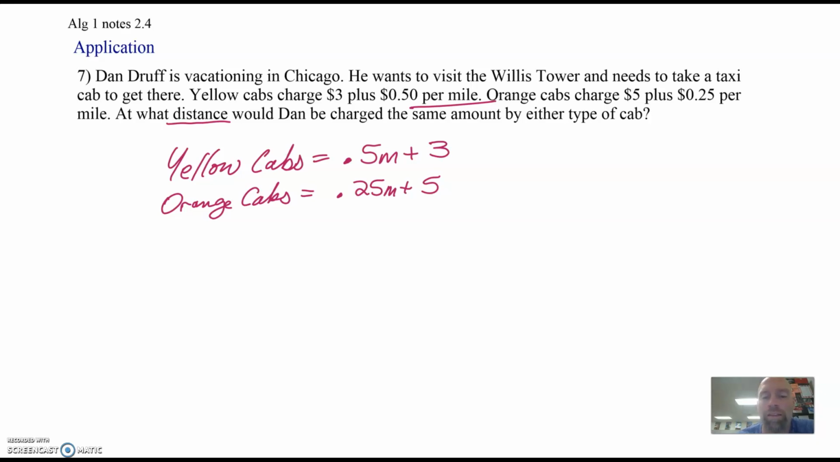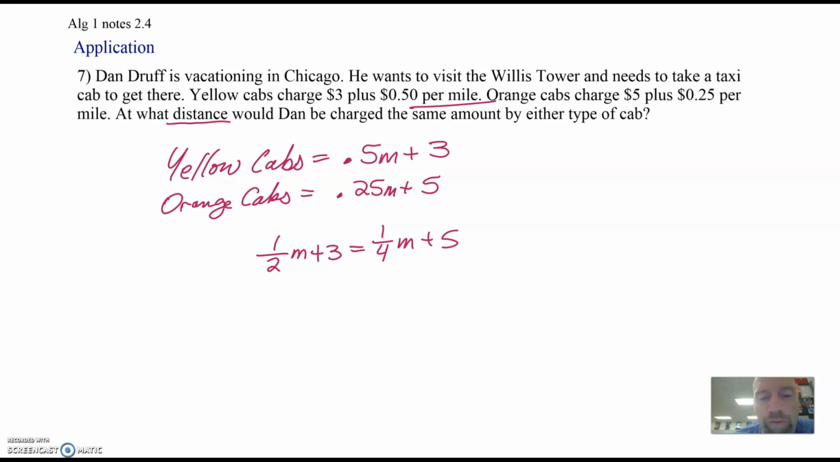When I write this out, I'm not going to write the decimal form. I'm going to write the fractional form. So I'm going to say yellow cabs are 50 cents per mile, or 0.5, which could be 1/2 m plus 3. I'm going to write it like that. And I'm going to say that orange cabs are 1/4 multiplied by miles plus 5. Now this might start to look like some of the problems that we've been doing already today.